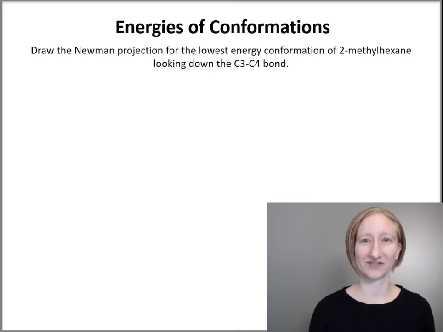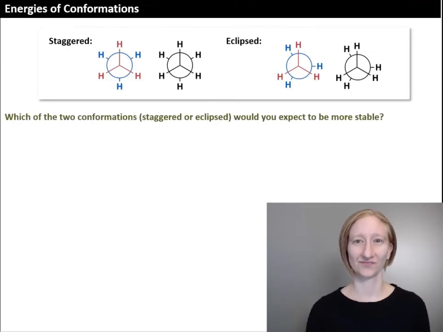In the last video, we learned how to use Newman projections to depict different conformations of molecules. In this video, we'll talk about the relative energies of some of the different conformations. In the last video, we saw staggered and eclipsed conformations of ethane. Which of these two conformations do you think would be more stable or lower in energy?